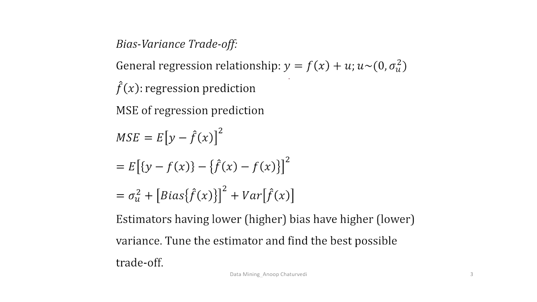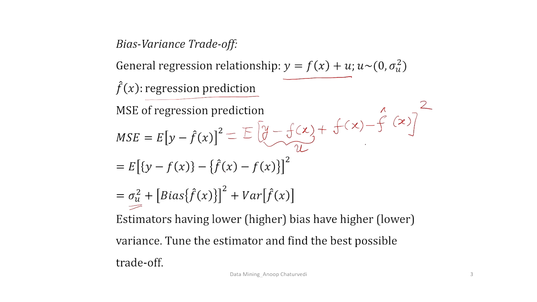Now, suppose we consider the general relationship y equal to f(x) plus u, where u has some distribution with mean 0 and variance sigma square u, and f hat(x) is the regression prediction. Then the MSE of the regression prediction is the expectation of (y minus f hat(x)) whole square. Then we subtract f(x) and add f(x). So, you can write it as the expectation of (y minus f(x) plus f(x) minus f hat(x)) whole square. Now, the first part gives you u. So, when you take the square, you get the expectation of u square, which is sigma square u.